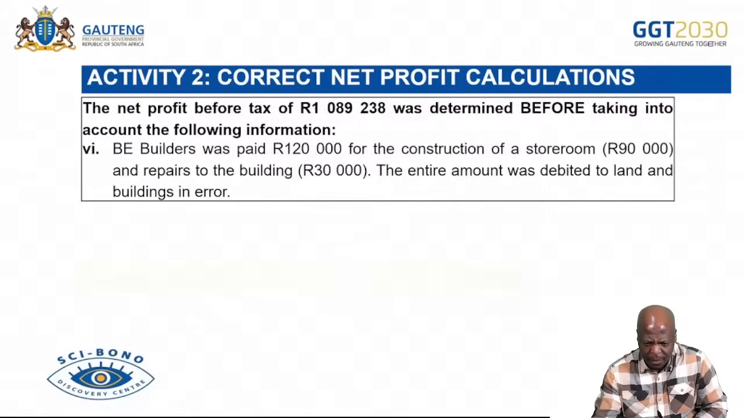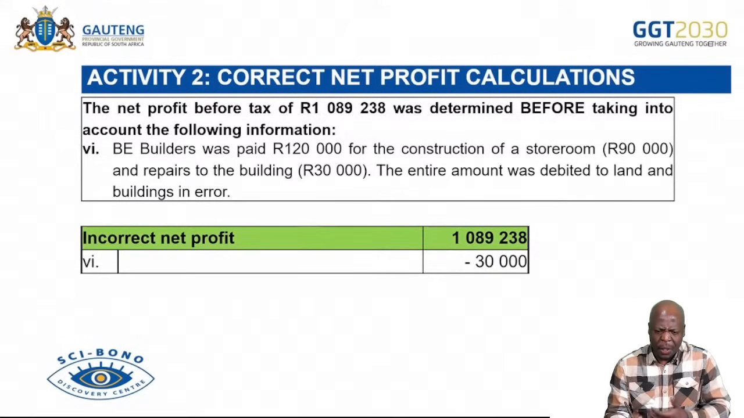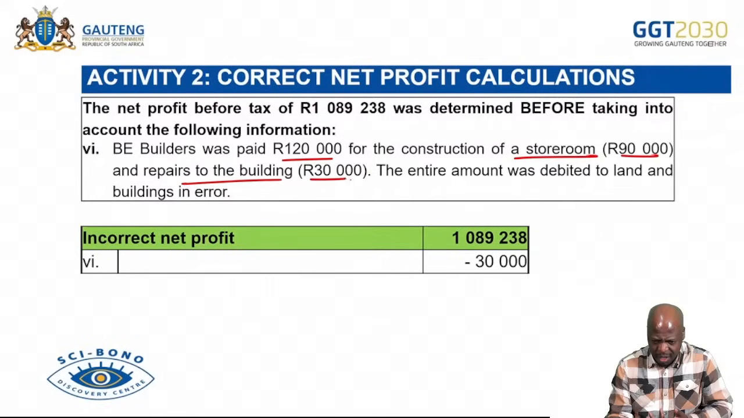The next one then reads, BE Builders was paid 120,000 for the construction of a storeroom, 90,000 in repairs to the building, 30,000.